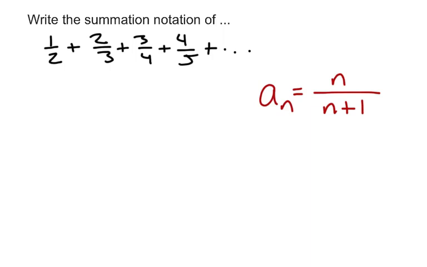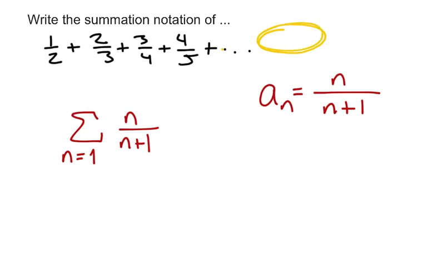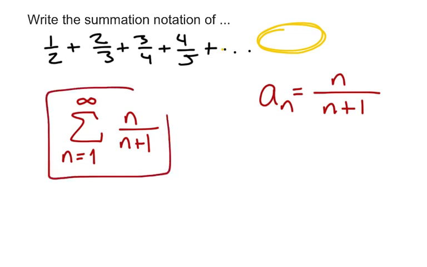Now that's going to be my function when I come over here and write sigma notation, that my function is going to be n over n plus 1. So my index, since I used n in this function, is going to be n. We started with n equaling 1, but where do we end up? And we notice at the end it just goes dot dot dot, and it doesn't really end. That means it's going to go on forever, and we use the infinity symbol for that summation notation.